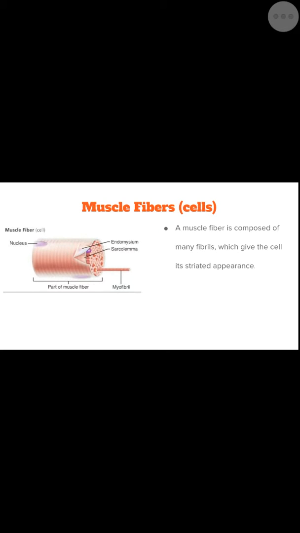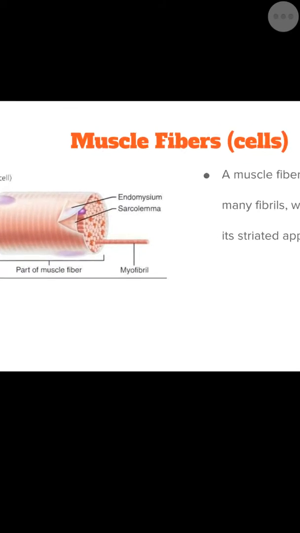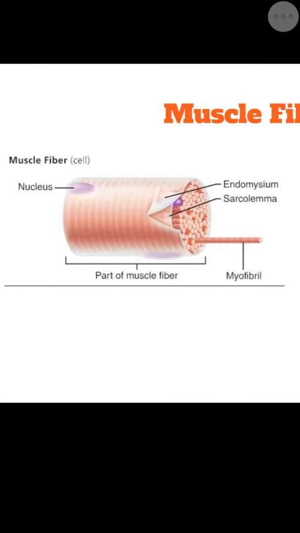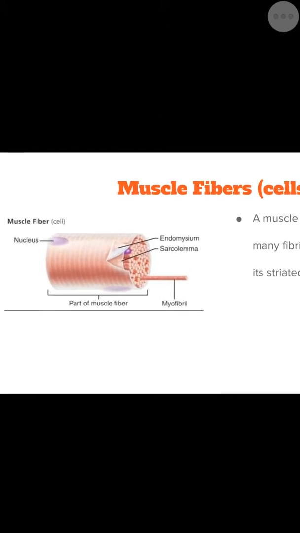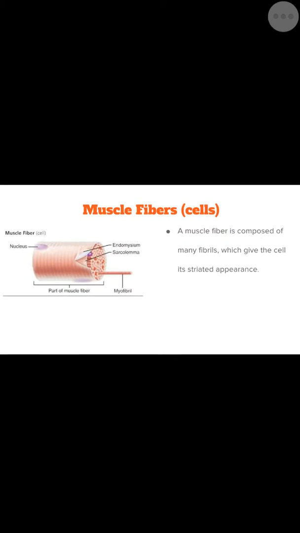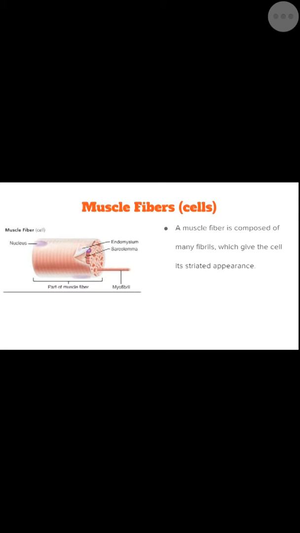Muscle fibers. Muscle fiber is composed of many fibrils, which give the cell its striated appearance. So here is a chunk of a muscle fiber, and the fibrils are going to be those little noodle-like things on the inside.